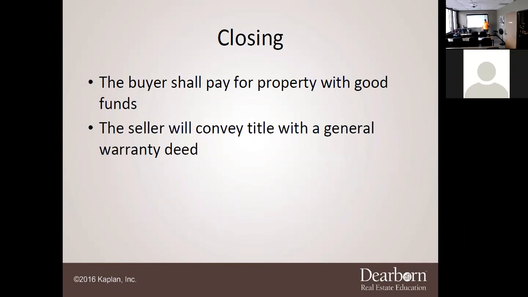Wire transfers, like I said, are also good funds, but you will have to wire the money over prior to closing. You cannot go into the closing table and then wire it over there. I've done a transaction where my client wired over the money the day before, so that way the title company got the money, was able to check that it was good, and then we went to close the next day and actually signed all the documents. So that also works. And the seller will convey title with a general warranty deed. Basically what this is saying is that in order for closing to happen, there has to be good funds and a good deed. In order for the title to change hands, there needs to be a good deed that is transferred over, and good funds that are transferred over.